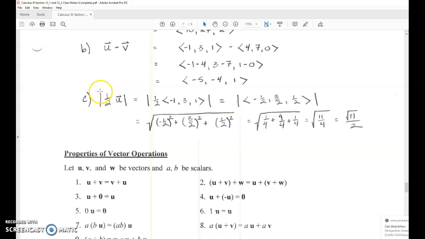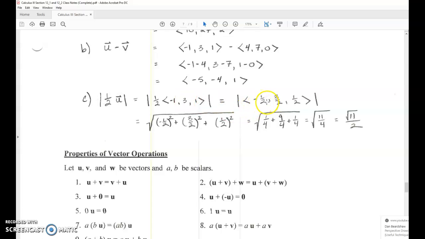Okay, so I want the length in this third part of this example 6. I want the length, right? The absolute value signs indicate length. Length of the vector 1/2 u. So here I'm writing 1/2 u in component form, keeping my absolute value signs out there, looking like absolute value signs that mean length now when I'm talking about vectors.